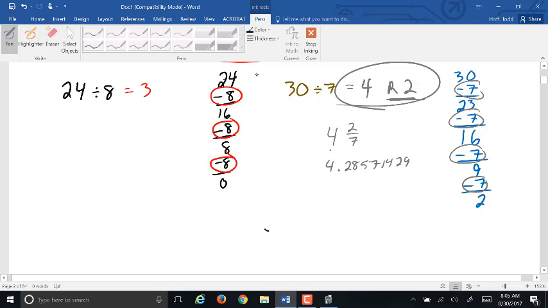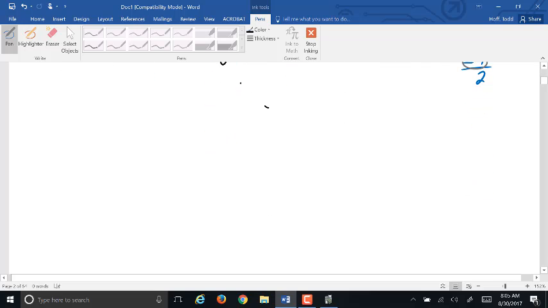Well, let's step it up just a little bit in our level of difficulty. Let's say that we have 72 divided by 3. It would not be practical to start subtracting 3 from 72. But what I can do is I can subtract it in big bundles.